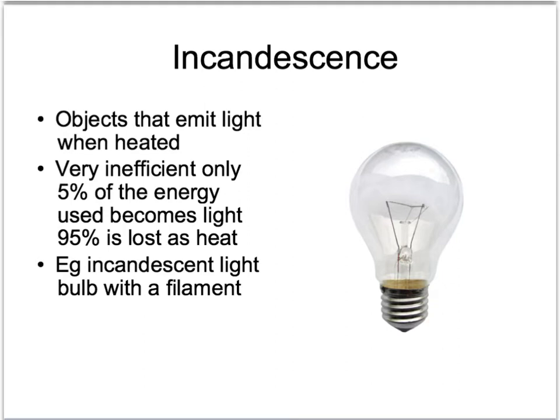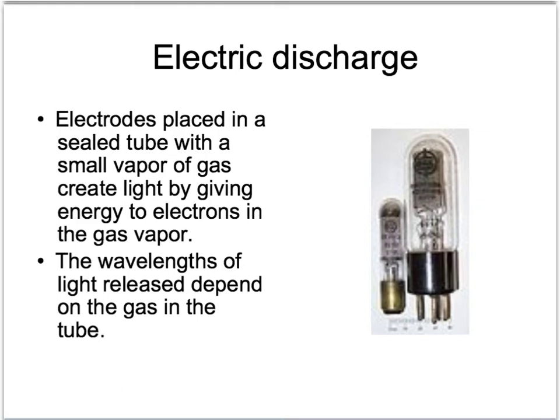It's incandescence. The second is what we call electric discharge. That's electrodes placed within a sealed tube with a very thin vapor of gas. What happens is it creates light by giving energy to the electrons in the gas vapor. If you remember the diagram I had in the first slide, basically we're just doing it directly. The wavelengths of light released depend on the gas in the tube. Unfortunately, most of these release light in the ultraviolet, which tends to be not visible and gives people sunburns, but we can fix that.